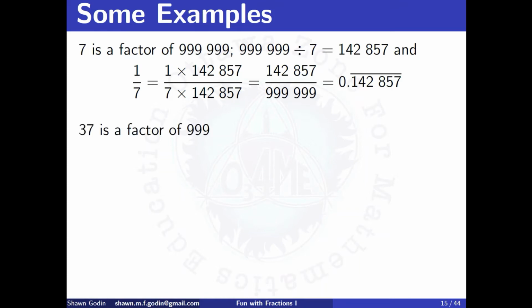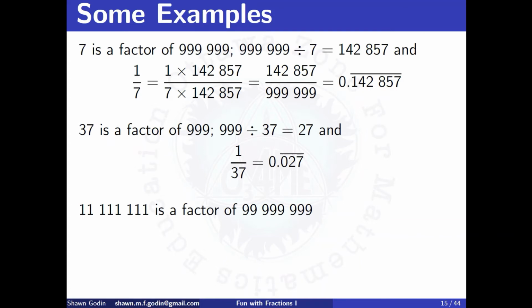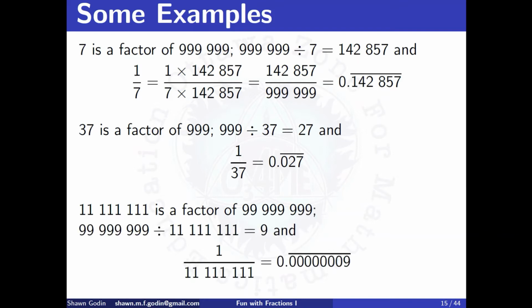Similarly, 37 is a factor of 999, and if we go through and do the division, we get 1/37 is 0.027 repeated, and 11,111,111 is a factor of 99,999,999. Dividing that, we can write 1 over 11,111,111 as 0.00000009 repeated.